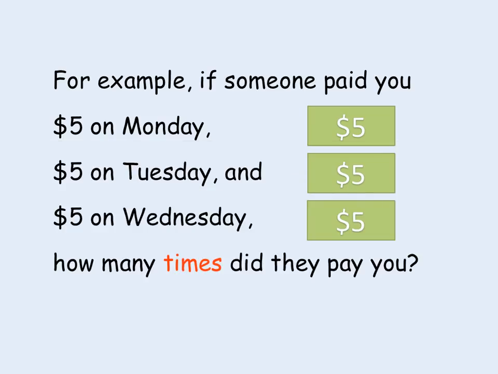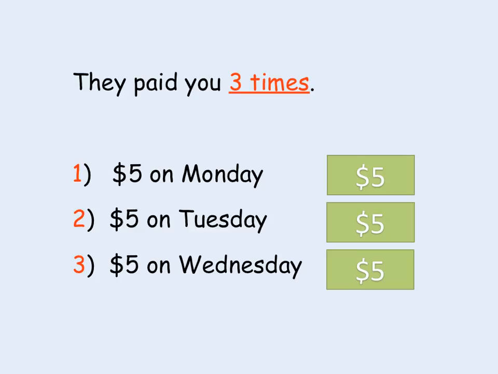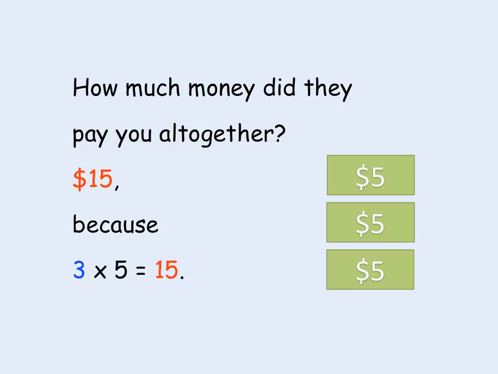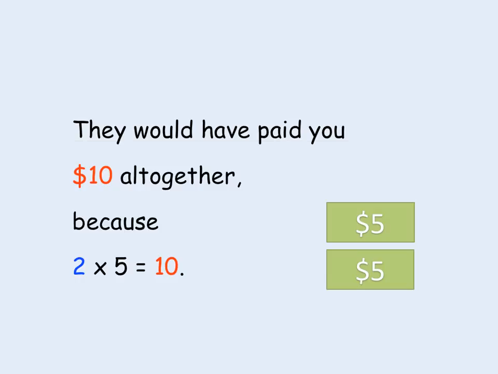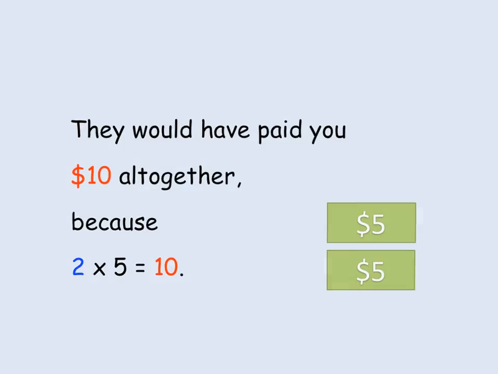For example, if someone paid you $5 on Monday, $5 on Tuesday, $5 on Wednesday, how many times did they pay you? Well, they paid you 3 times, Monday, Tuesday, Wednesday. How much money did they pay you altogether? $15, because 3 times 5 equals 15. But what if they paid you $5 just 2 times, Monday, Tuesday? Well, then they would have paid you $10 altogether, because 2 times 5 is 10.